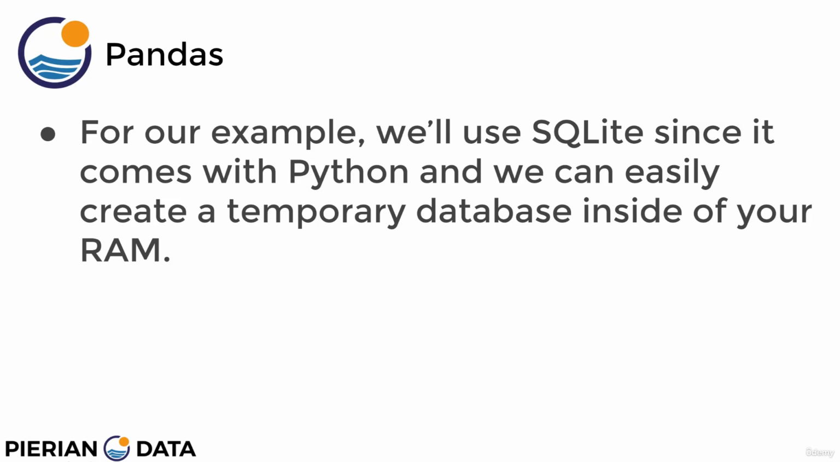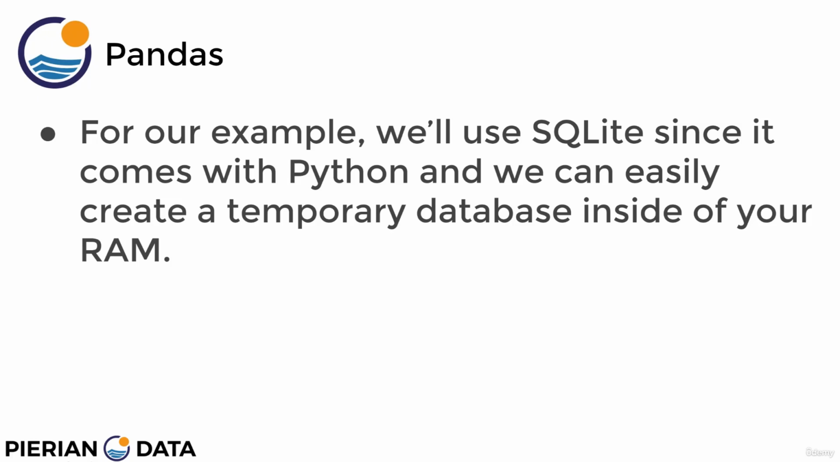So what we can do is actually use SQLite to create what is essentially a micro database, and that's going to be a temporary database that's going to be inside of your RAM. That way, once you exit the kernel or shut off your computer, you're not going to actually need to save any of that data as a database. So that's what we're going to use. So let's go ahead and get started.